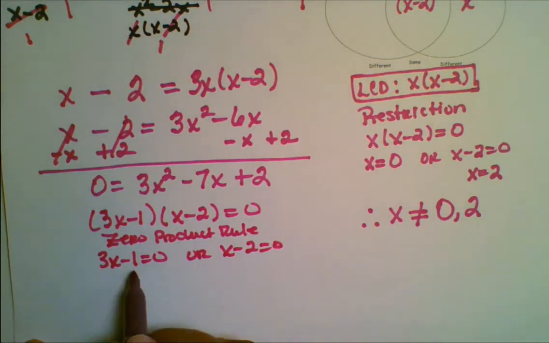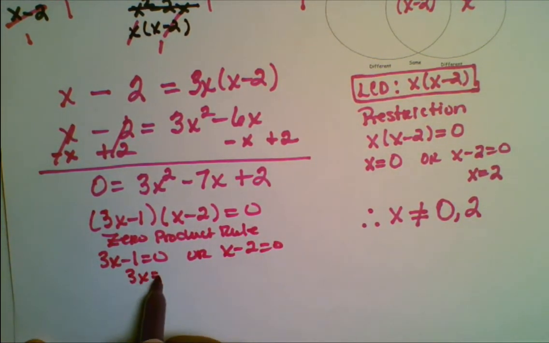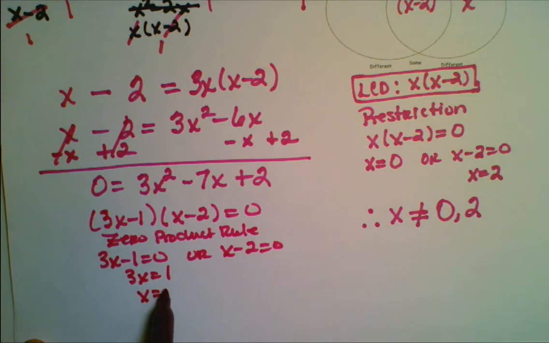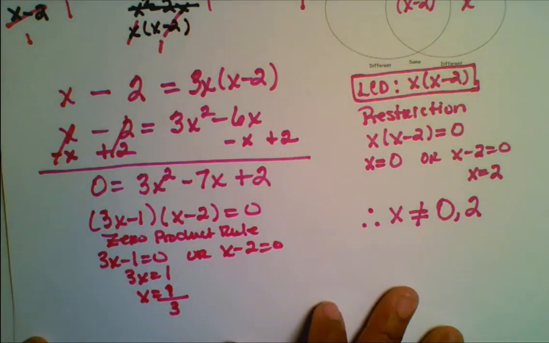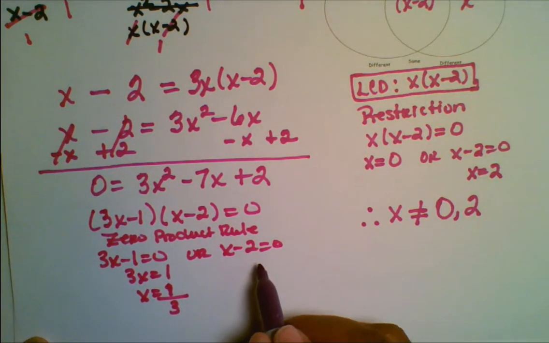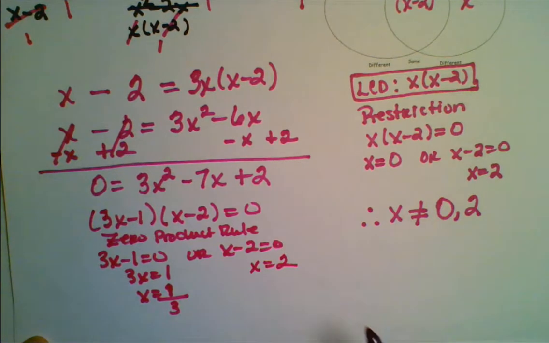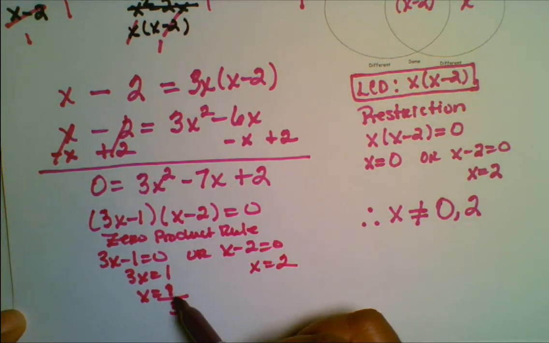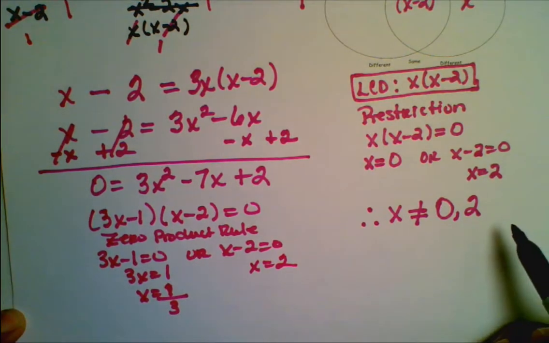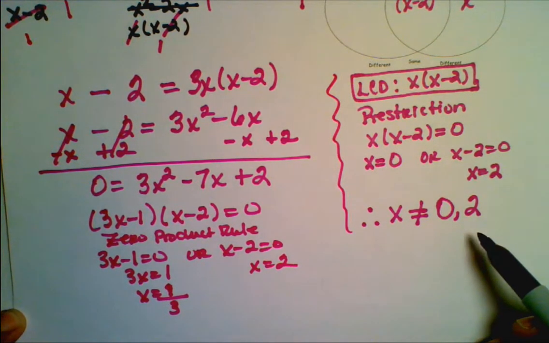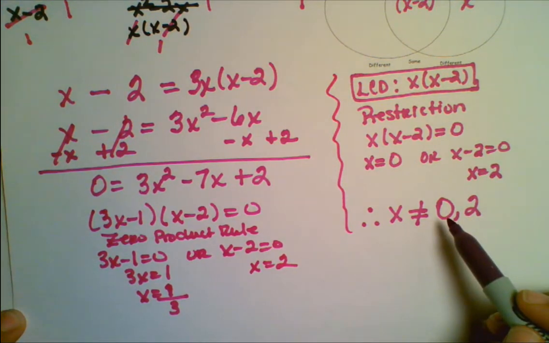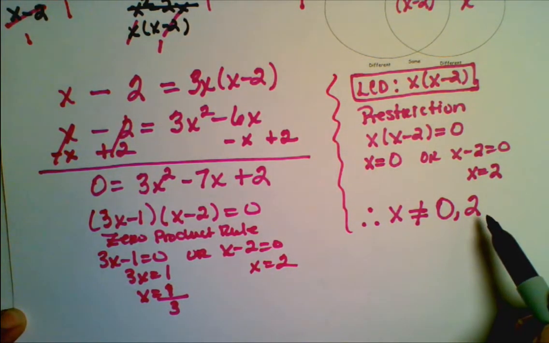So we're going to add 1, then divide by 3, and we have one solution, which is x is equal to 1/3, and for the other we're going to add 2 to both sides. Okay, so we have two solutions, 1/3 and 2, but also look at your restriction. Your restriction says you can't have a 0 nor a 2. You can't have answers of that.